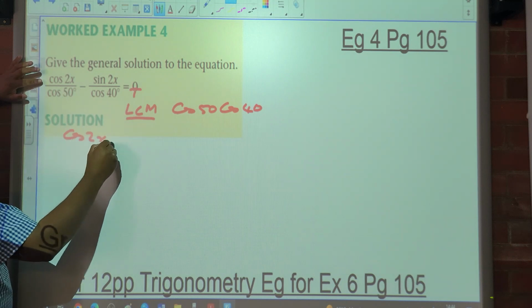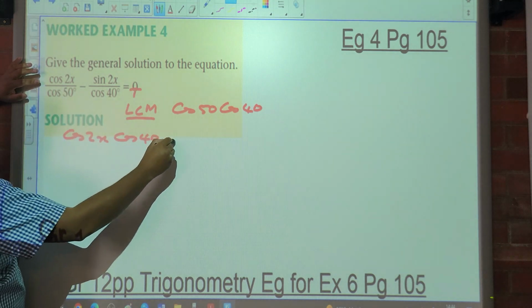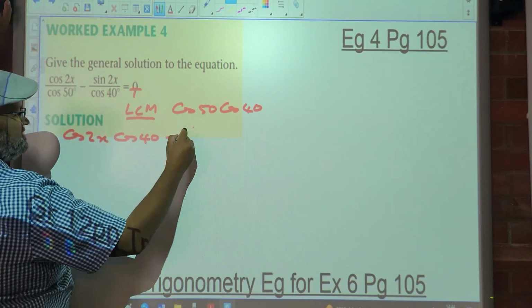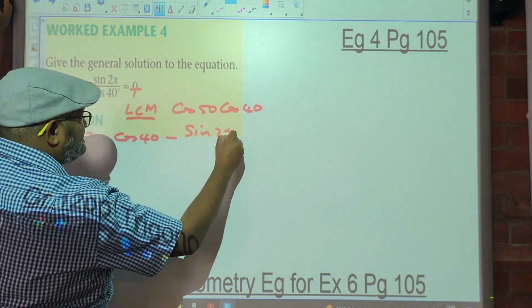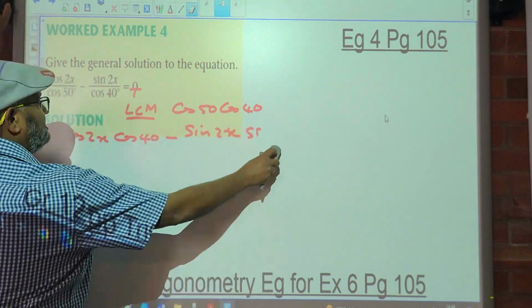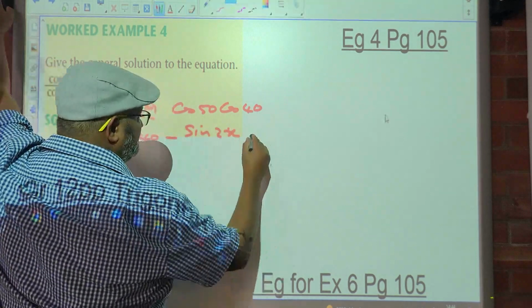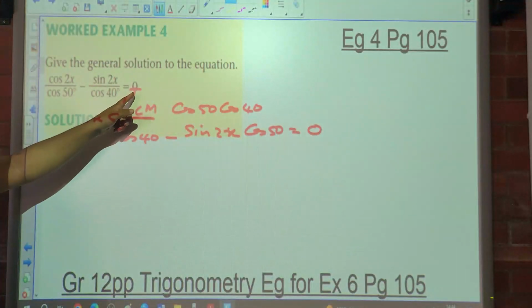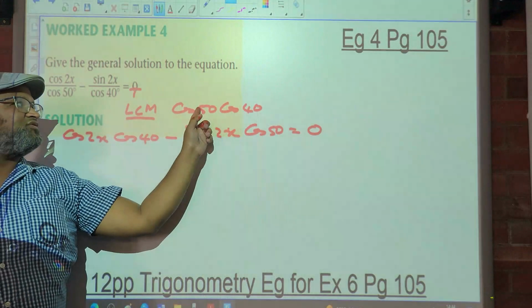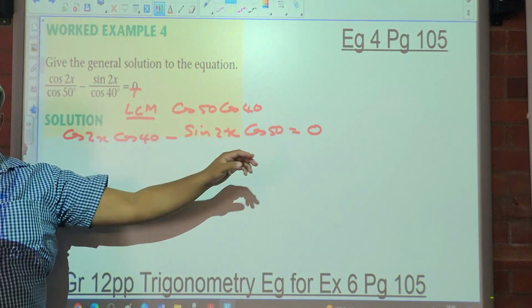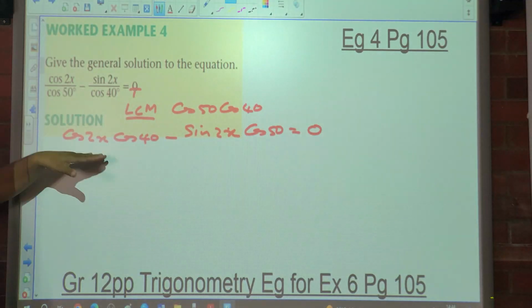So cos 2x cos 40 minus. This must be multiplied by cos 50, so it's going to be sin 2x cos 50 equals 0. Because 0 multiplied by cos 40 cos 50 will give you 0.